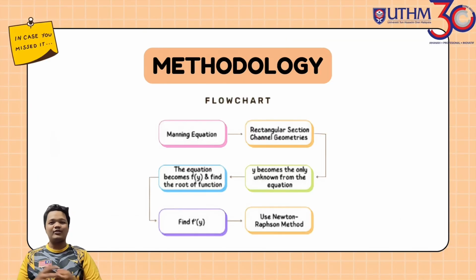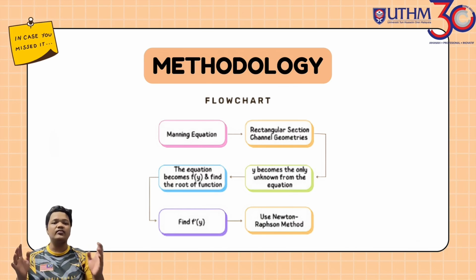From the flowchart above, the calculation starts with determining the Manning equation. This equation helps us understand how water flows in an open channel. Next, our group identifies the dimensions of the rectangular channel section. Then, we rearrange the Manning equation so that the depth of flow, called y, is the only unknown variable. This rearranged equation is called f of y. To find the root of this equation, we need to differentiate it to get f prime of y. This can be done by hand or using a calculator.